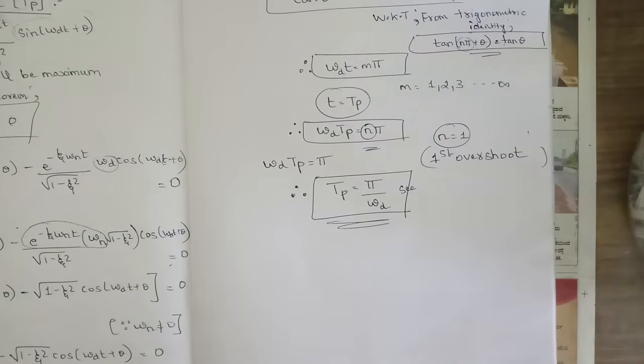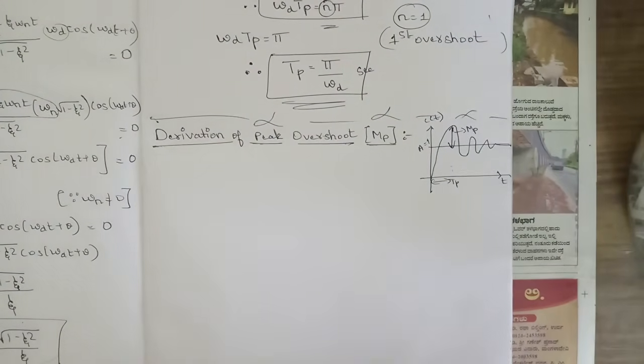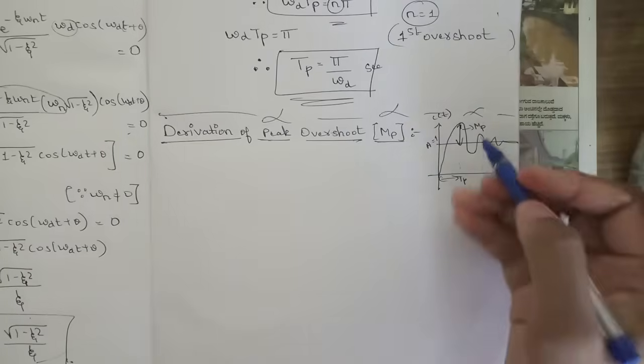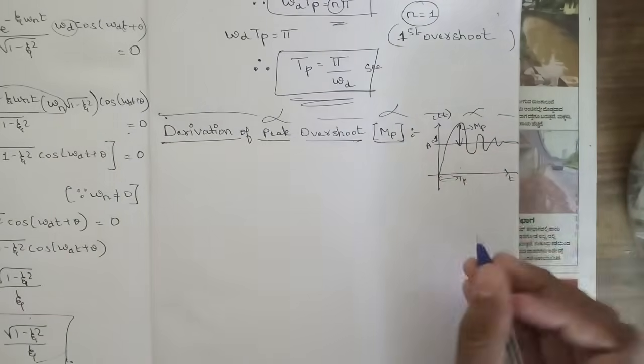So now let's see next the derivation of peak overshoot Mp. Okay, so now from this figure we can see that here this is the set amplitude, we have taken it as 1.